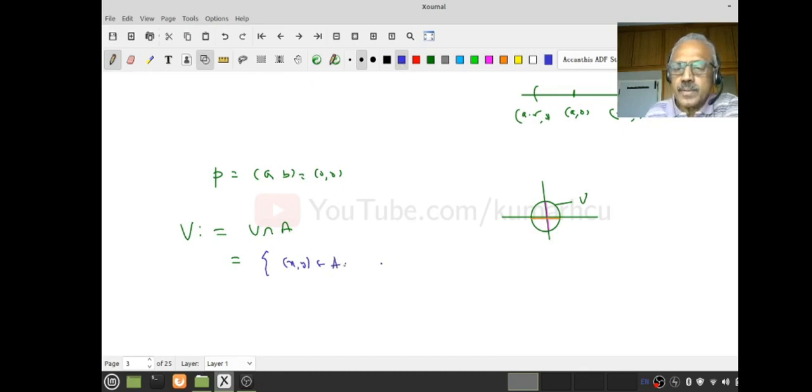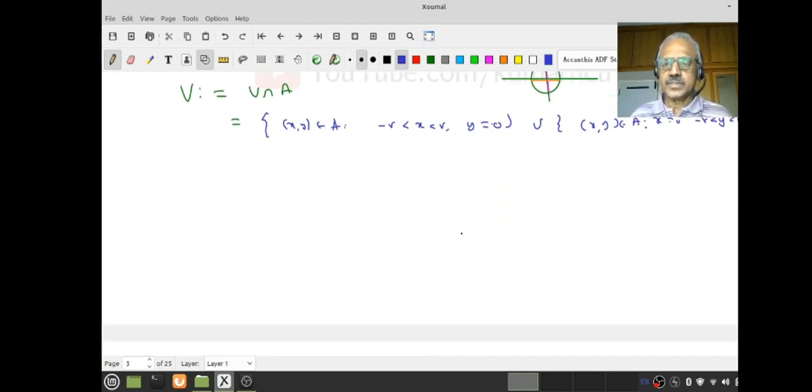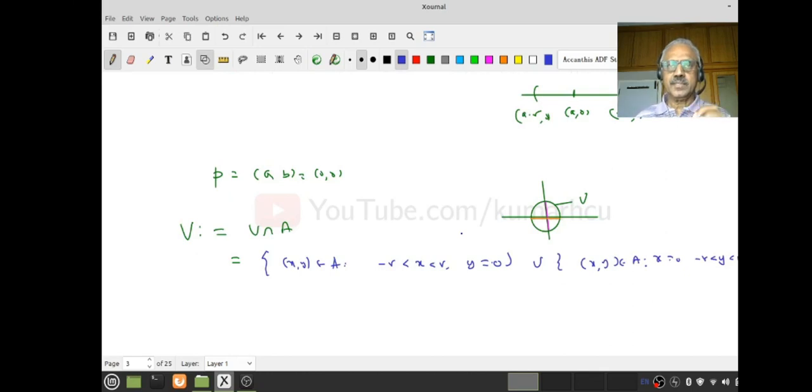Therefore, what should happen? This x, where will it vary from? Minus r to r. Therefore, minus r less than x less than r and y is 0, and union the set of (x, y) in A so that x is 0 now, and y is allowed to vary between minus r and plus r. These are two line segments. These are the typical open sets. Outside the origin, it's very simple. It's almost like intervals, if I think of that part of the axis as a part of a line. Whereas at zero, it is the union of two line segments.